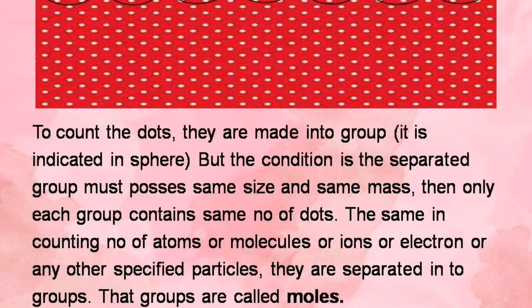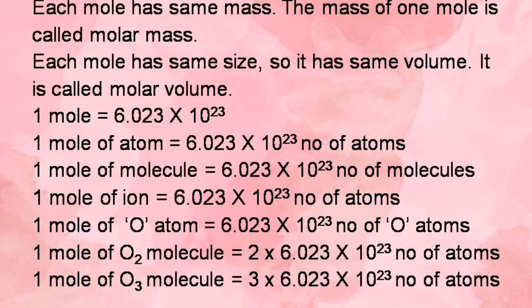Like a sphere, these grouped atoms, ions and molecules are called moles. Now you can get an idea about moles, I think. Now you know that a mole is considered as a sphere, and each mole has the same mass. So the mass of one mole is called molar mass. In the same way, each mole has the same size, so it has the same volume. The volume of one mole is called molar volume.